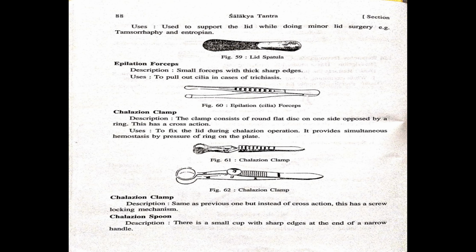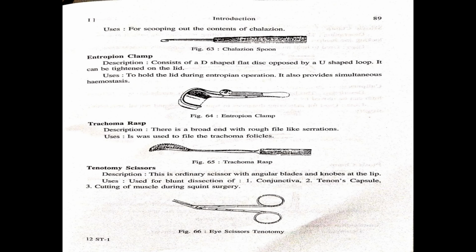Chalazion spoon. Description: there is a small cup with sharp edges at the end of a narrow handle. Uses: for scooping out the contents of a chalazion. Figure 63, chalazion spoon.